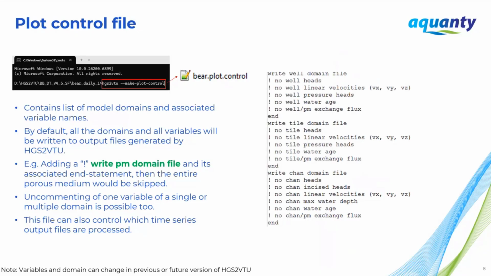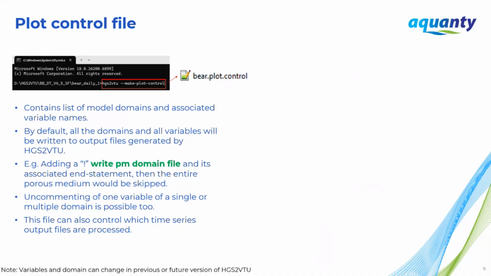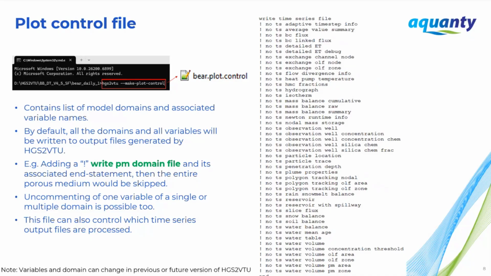This plot control file pretty much has all the domains and all the variables which HGS currently has. And last, it has the time series output as well, which will be at the end. If you remove any exclamation mark on a certain variable you don't want to write as output, you can also try controlling which time series output, especially important files like the soil balance and water balance files. If you just want to use them, we can get only those output files. We need not necessarily take all the variables of all the domains.